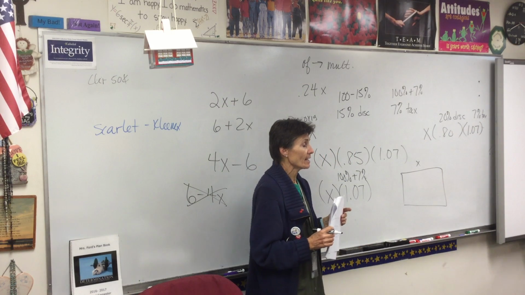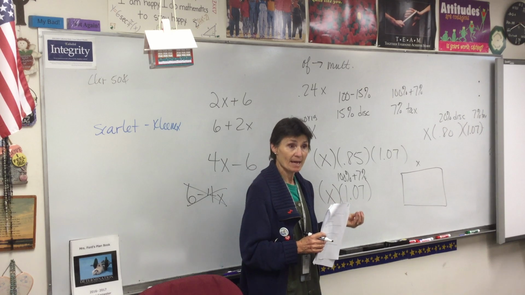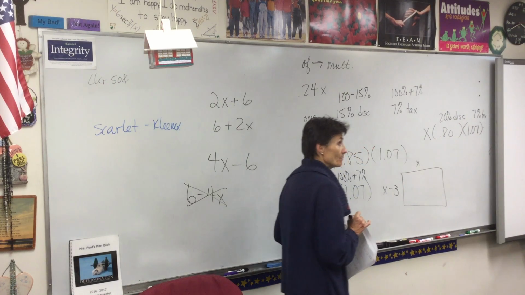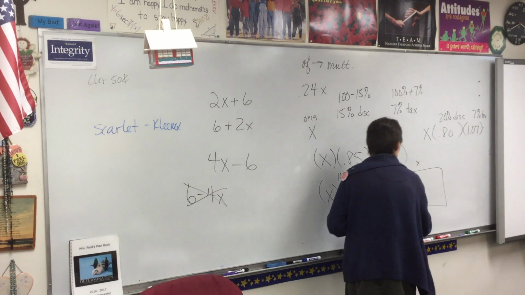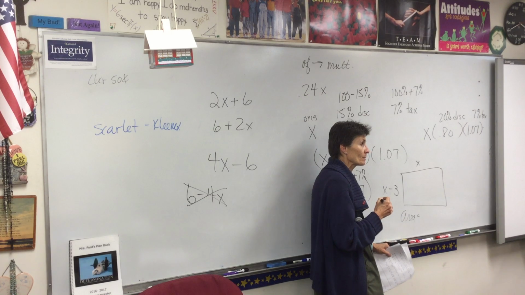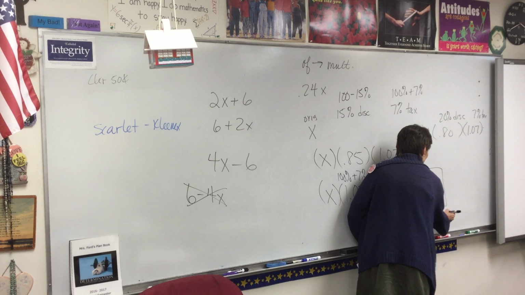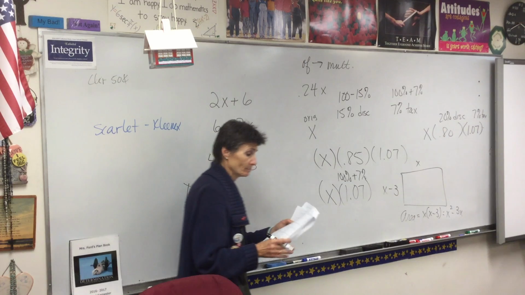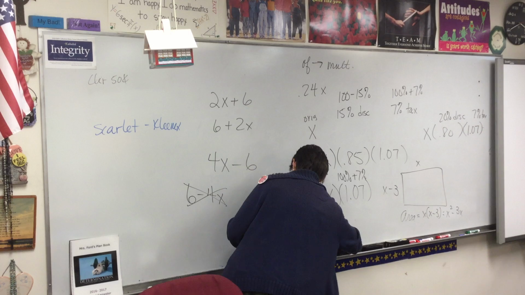If X is the length, then what do we know about the width? It's 3 less than the length, so it would be X minus 3? Yeah. And we want the area. So what do we do to find the area of the rectangle? Length times width, base times height, X times X minus 3, or X squared minus 3X. That is F.